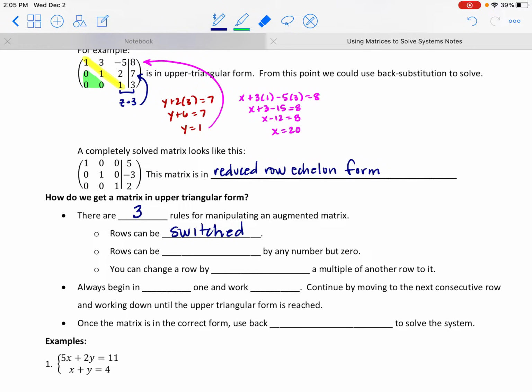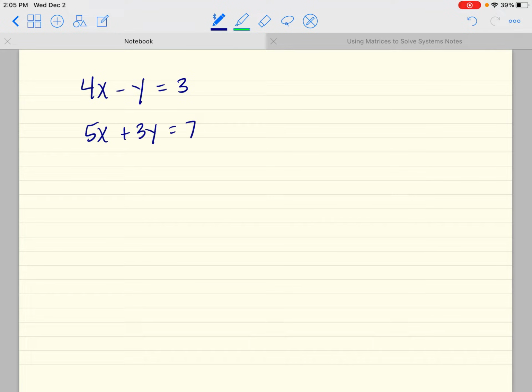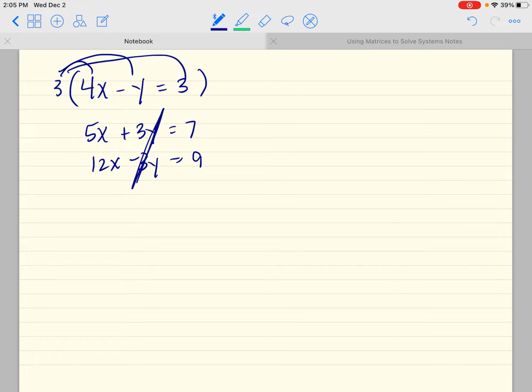And rows can be multiplied is the second rule. Rows can be multiplied by any number but 0. Again, we do this with elimination. Okay, so let's say, for example, let me give you a new system here. Let's say we had 4x minus y equal to 3, and then 5x plus 3y equal to 7. Just making up numbers here. If I wanted to eliminate the y's, I could multiply this entire equation by 3. That would make it 12x minus 3y equal to 9. And that would help me go through that elimination process, right?